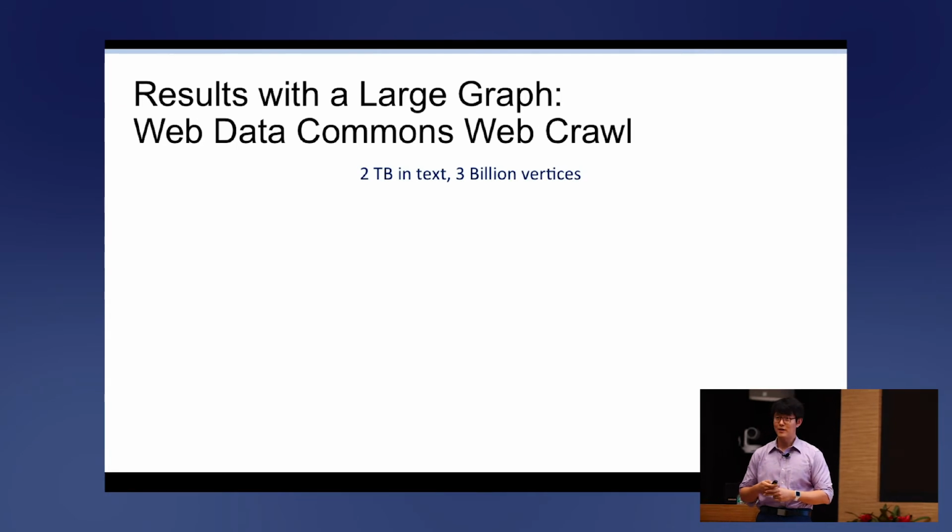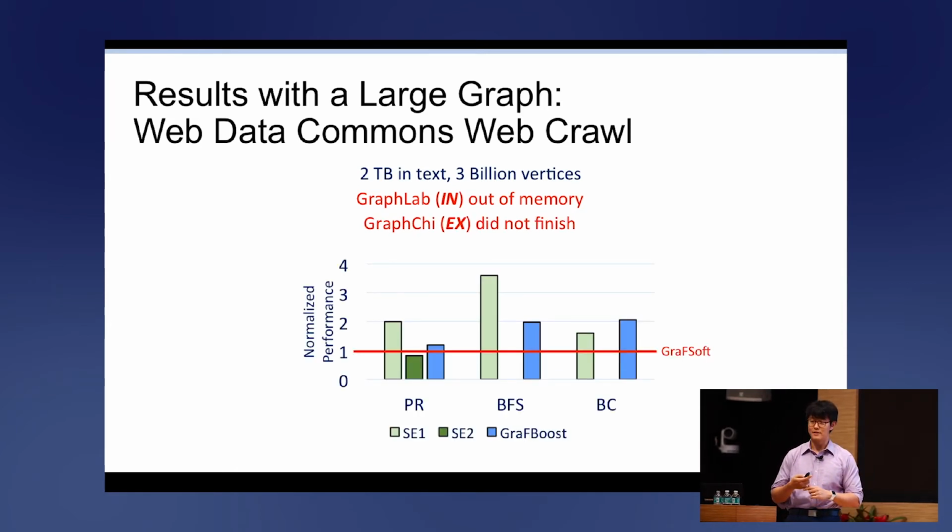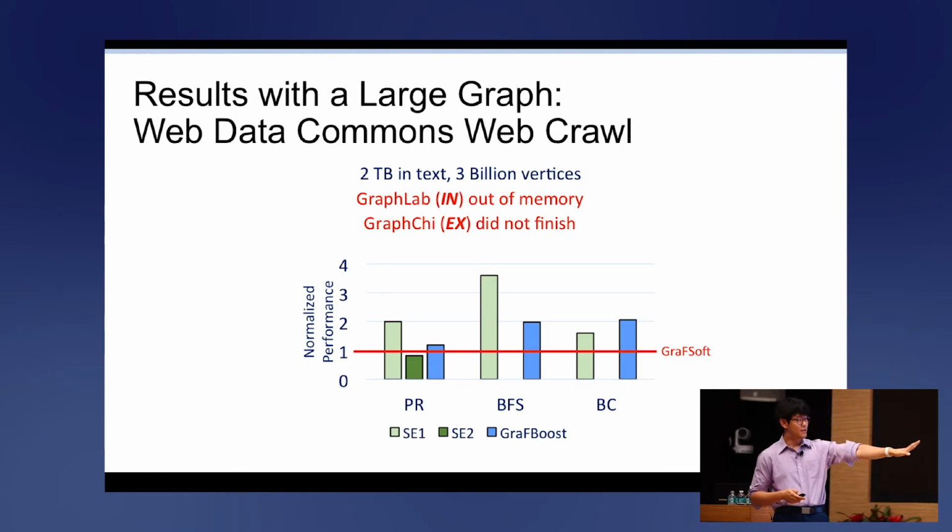The other graph, the Web Data Commons graph, which is larger but has fewer vertices. GraphLab again ran out of memory. GraphQi also did not finish, but this time the 2 semi-external systems did manage to get some results. For the same algorithms, the dark green is Xtreme as before. The light green is FlashGraph. And Xtreme this time managed to finish in PageRank, but did not finish in the other 2 algorithms.